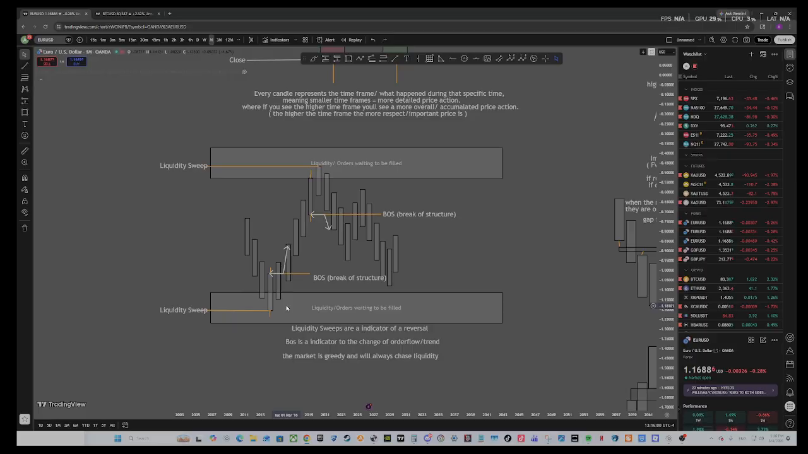So the market is greedy and will always chase liquidity. What do I mean by liquidity? Orders waiting to be filled. So it's always chasing money. The market wants as much money as possible.